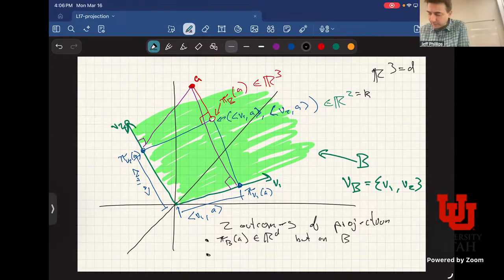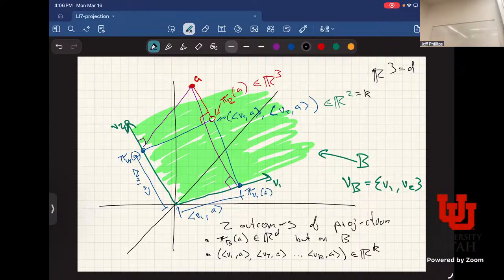Or I'm going to get this V1 dot A, V2 dot A, up to VK dot A, and this is going to live in R^K. Okay, so I can either get a d-dimensional point that happens to live in the basis, or I can get a k-dimensional point that's described in some parameter space of this basis. So I have a new coordinate system here.